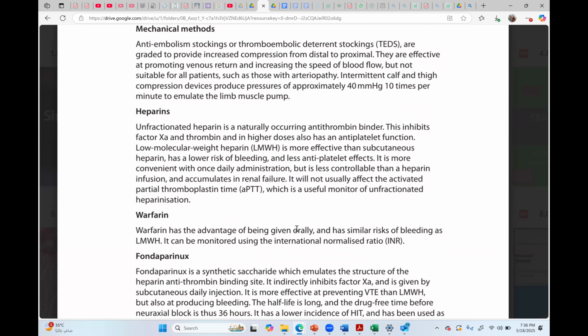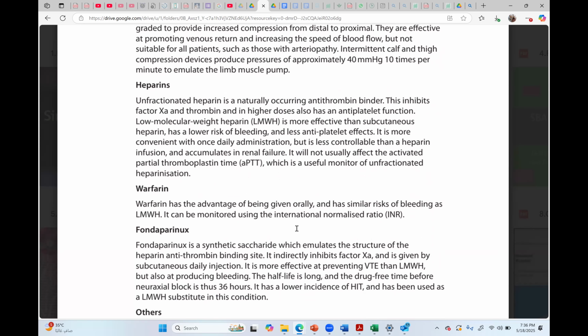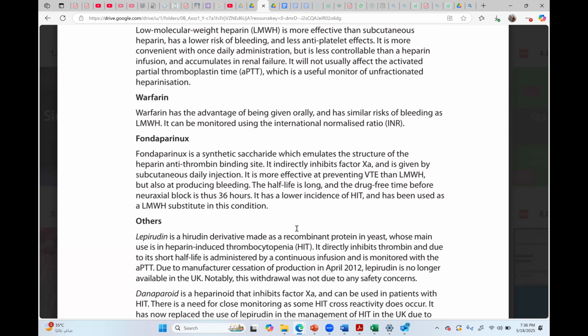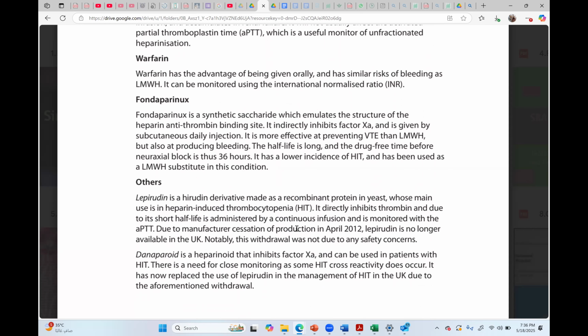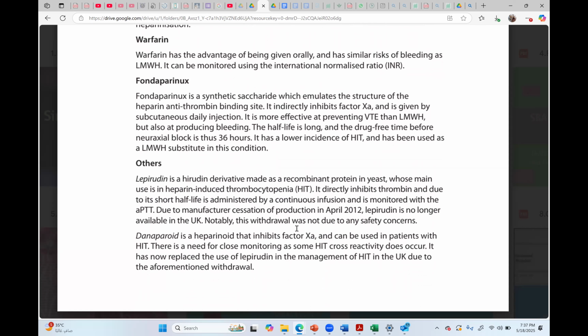So heparin, unfractionated heparin, works through antithrombin 3. Low molecular weight heparin has more effect through factor 10A. What it does is inhibit factor 10A indirectly. So it is also through factor 10A. And lepirudin is a direct thrombin inhibitor. It directly inhibits thrombin. Okay.